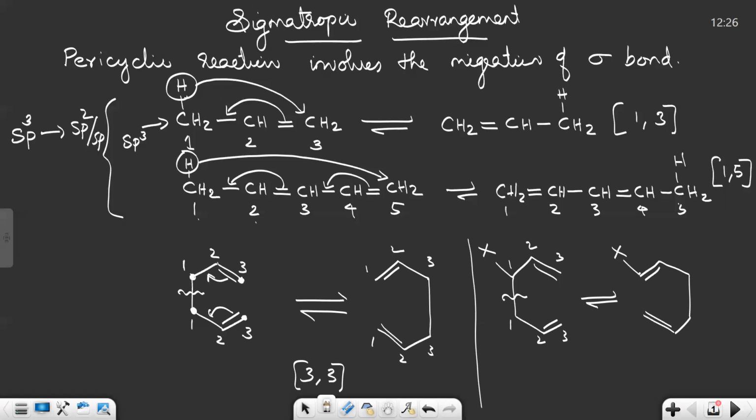Now we will move to the Claisen rearrangement. Before that, see the 1-1 bond breaks and then the 3-3 bond is formed. Keep that in your mind. Now Claisen rearrangement.